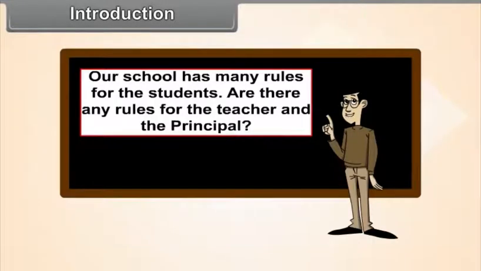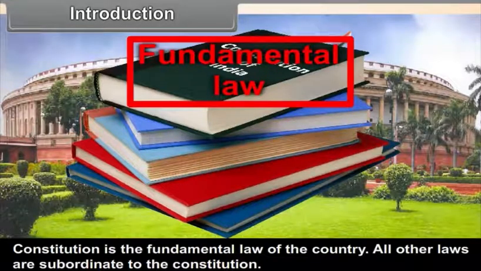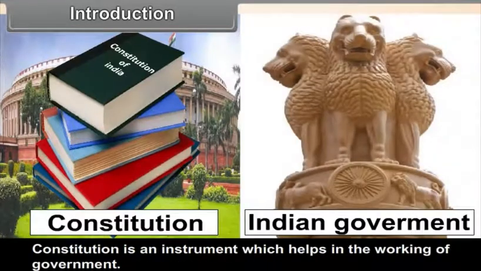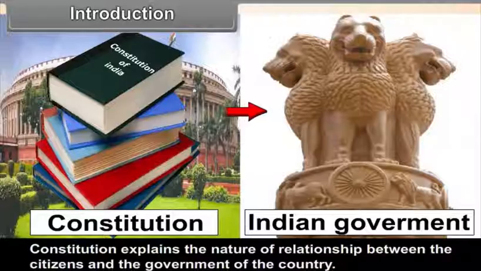Our school has many rules for the students. Are there any rules for the teachers and the principal? A. What is Constitution? Constitution is the fundamental law of the country. All other laws are subordinate to the Constitution. Constitution is an instrument which helps in the working of government. It is a framework within which all organs of the government work.